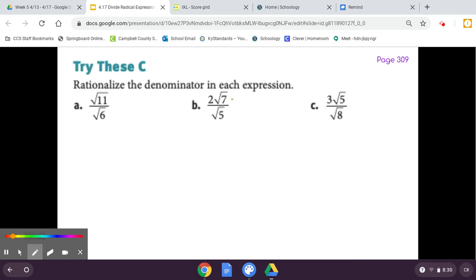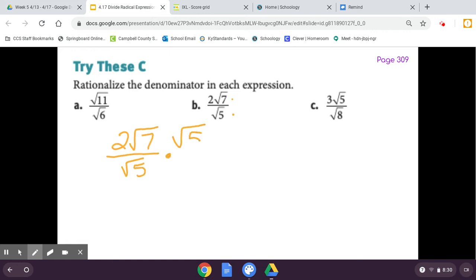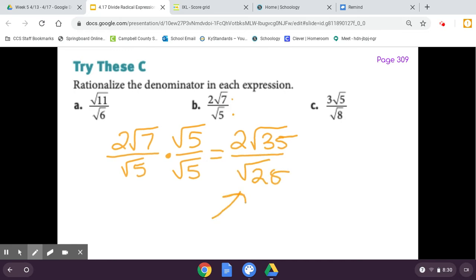Okay, next problem here. 7 and 5 cannot be divided nicely, so we have to rationalize our denominator again. So rewrite, multiply by the denominator on both, or I guess both sides, up and down. And then we'll do 2 square root of 35. So we multiply 7 and 5. And then square root of 25. There's that perfect square again that I want. So our answer ends up being 2 square root of 35 over 5. And again, that's all that can be done.